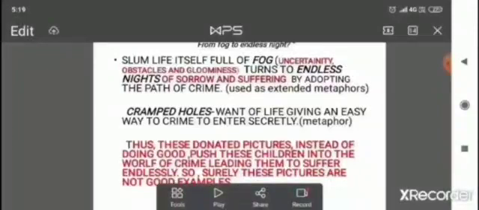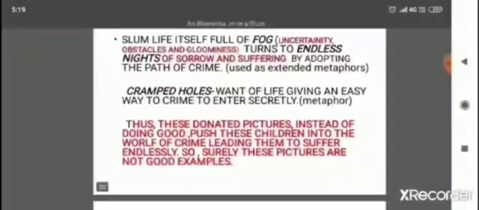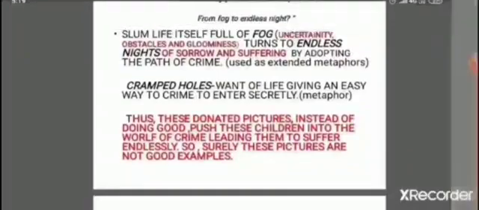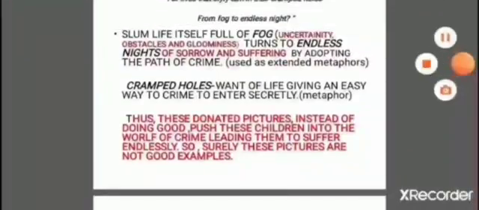This is the reason why the poet calls Shakespeare wicked and Map a bad example. Because these things, instead of doing anything good, are pushing them to the world of crime. So, surely these pictures are not good examples.